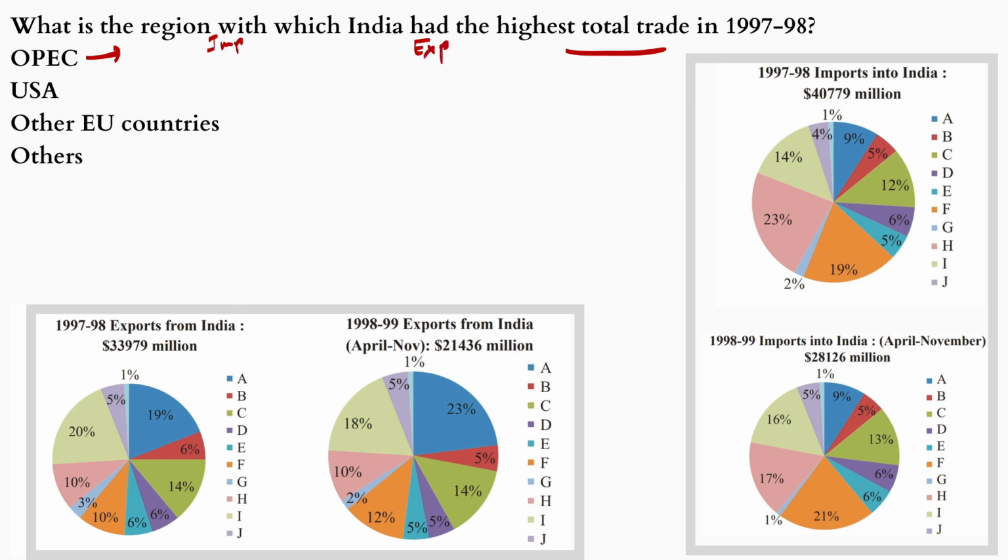Imports, what is the imports for 97 to 98? This one. So imports is 40779, and exports for 97 to 98 are 33979. Okay. So OPEC, the import percentage for 97 to 98 is, but where is OPEC?